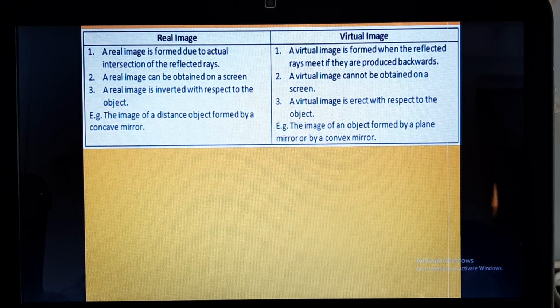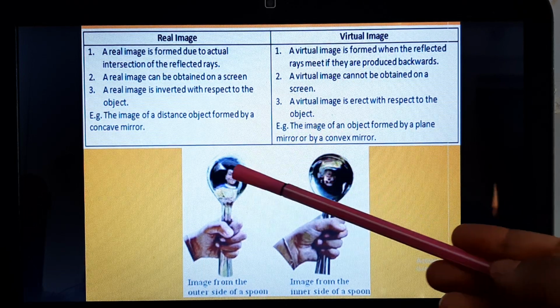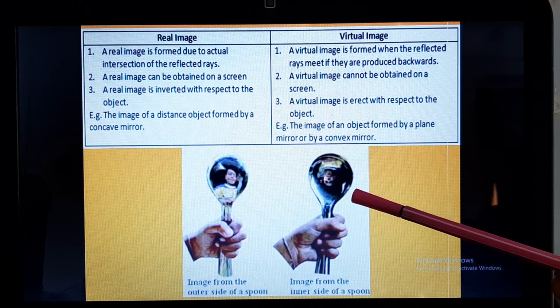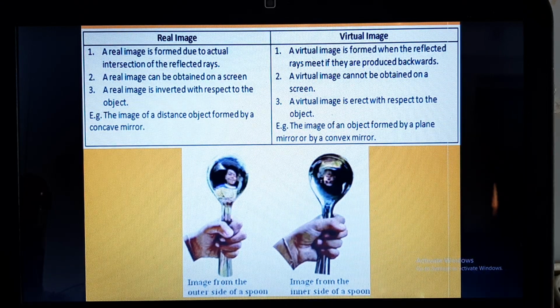What are these? First of all, that real image is formed when actual reflected rays actually meet, and virtual images are formed when the rays appear to meet. Second, that real image can be obtained on screen, whereas virtual image cannot be obtained on screen. So here you can see, this is the simplest example you can see in your silver spoon. This is the image which is formed from the outer side of the spoon, and this is the image which is formed from the inside of the spoon. Here it is an inverted image, where it is an erect image.